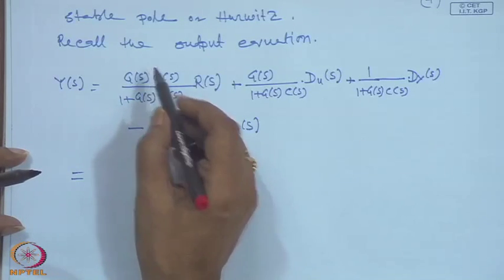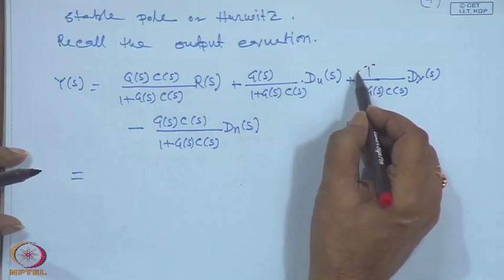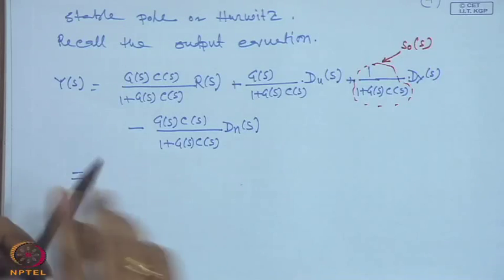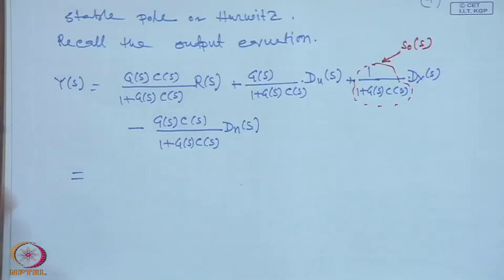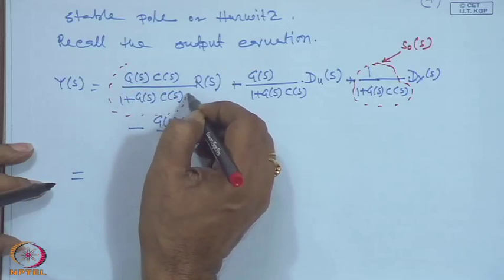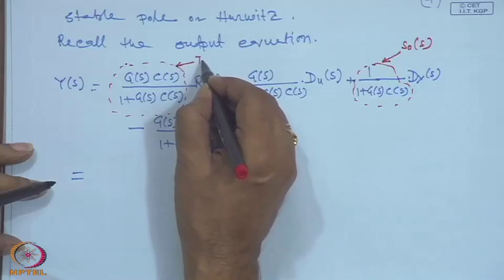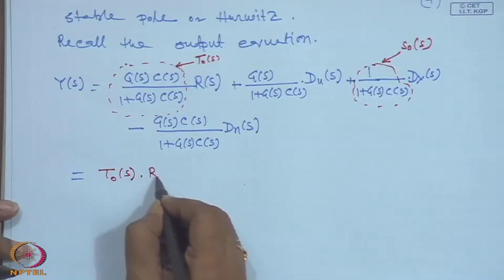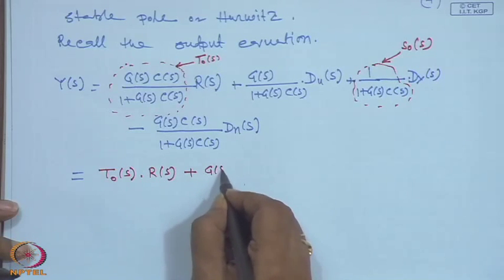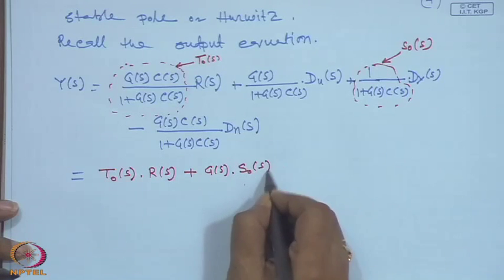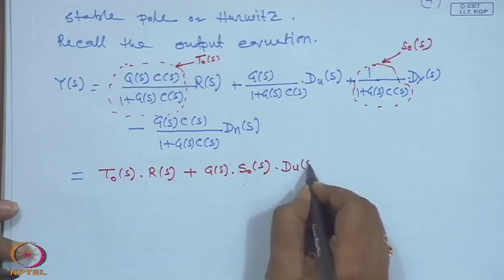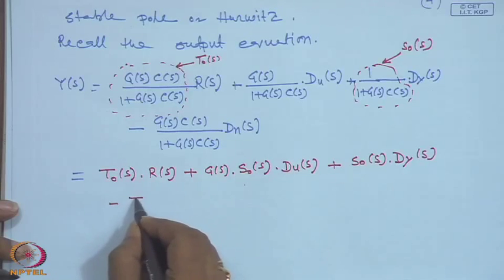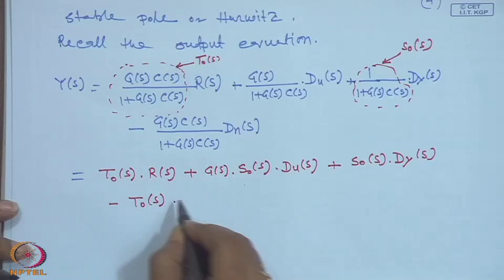We can rewrite that equation. Let us call 1/(1 + G(s)C(s)) as S0(s), and this we denoted by T0(s), this transfer function. So we can write it T0(s) R(s), then G(s) S0(s) D_u(s) plus S0(s) D_y(s) minus T0(s) D_n(s).